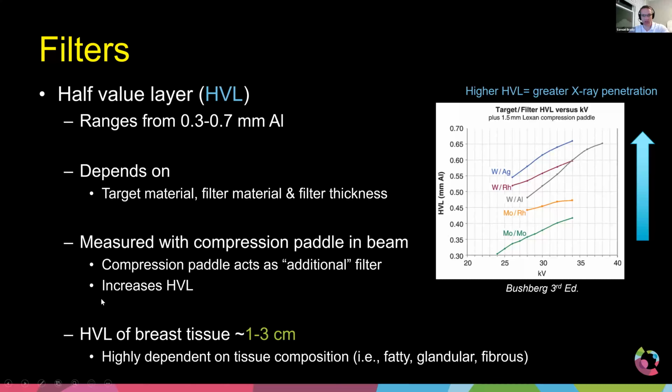So we're talking about a half value layer of breast tissue of about 1 to 3 centimeters. Approximately every 1 to 3 centimeters, 50% of the photons will attenuate. You go another 1 to 3 centimeters, 50% of those will attenuate. So you go 100% as it enters the breast, 50%, a quarter, an eighth, a 16th. And so by the time you go out of the breast, you have very few photons left.